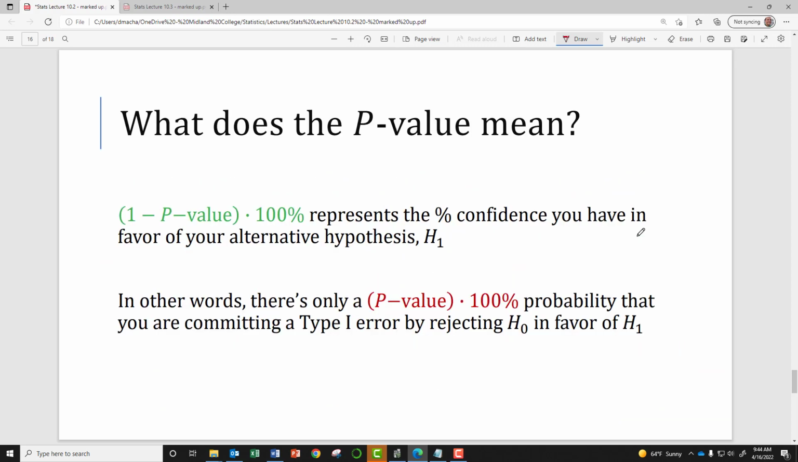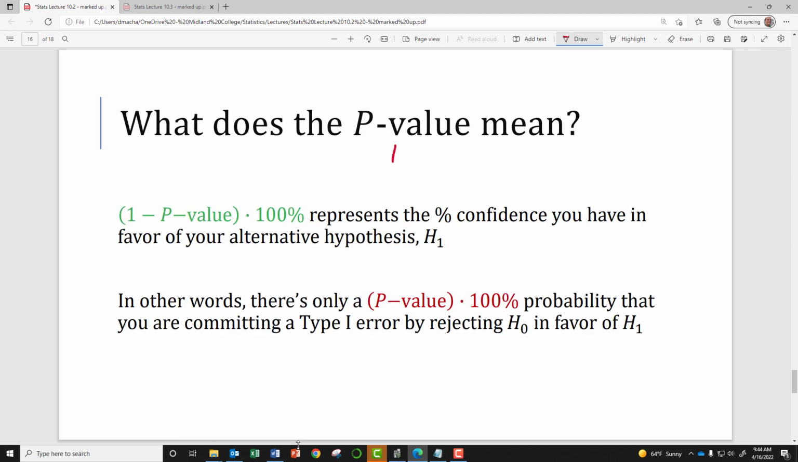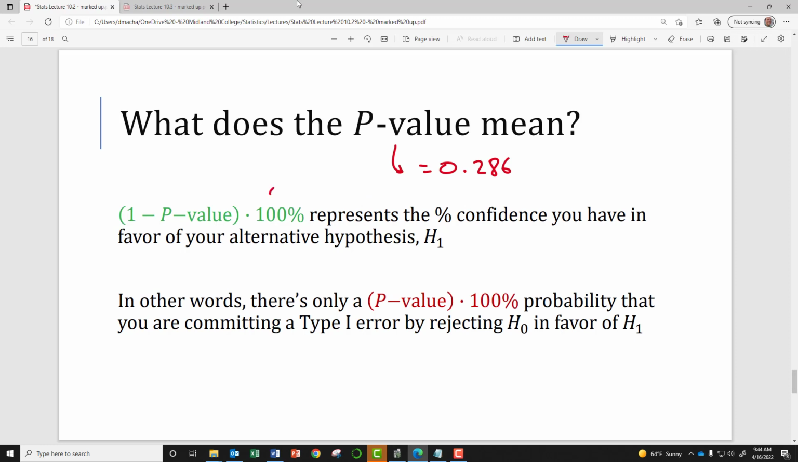In any case, what does this p-value mean? We calculated 0.286 in my example, so let's remind ourselves of that. What does that mean? Whenever we do 1 minus our p-value, so 1 minus 0.286 would be 0.714. And then I multiply by 100%. That would be 71.4%. This represents our percent confidence that we have in favor of our alternative hypothesis.